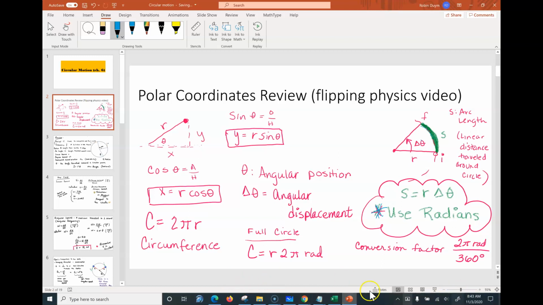Most of the problems are going to be in radians. Okay, and then just remember that the circumference of a circle is 2 pi r in radians. Also, please note that we abbreviate it rad. Don't just use little r.